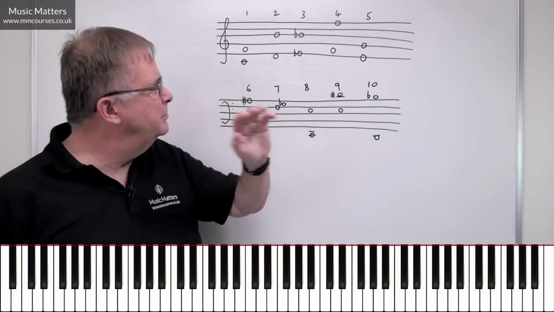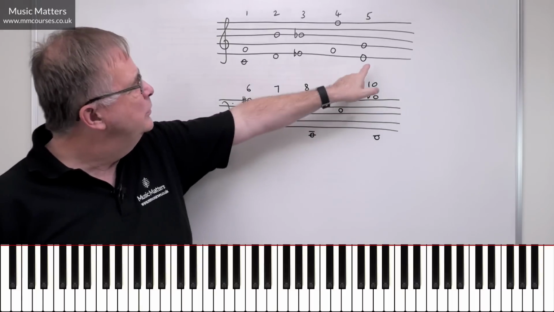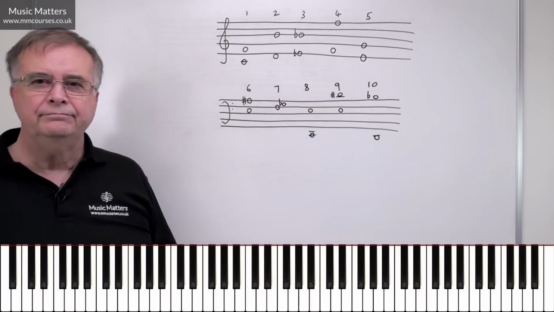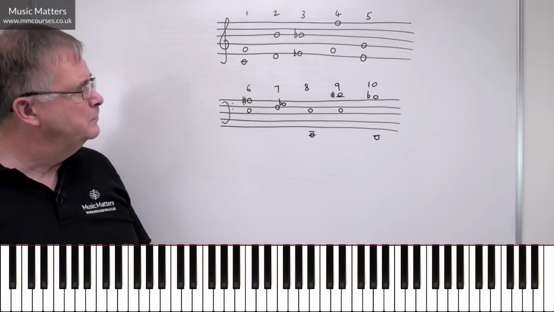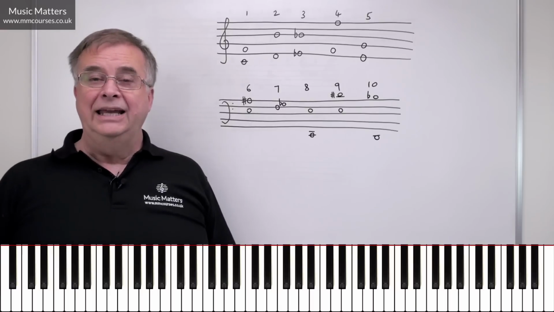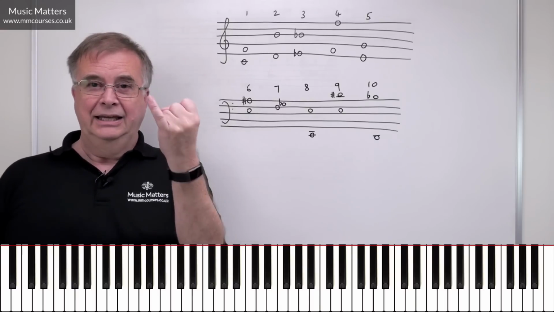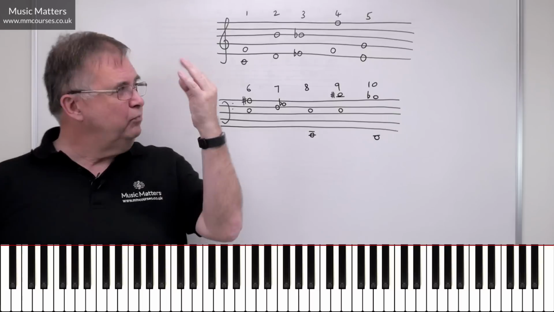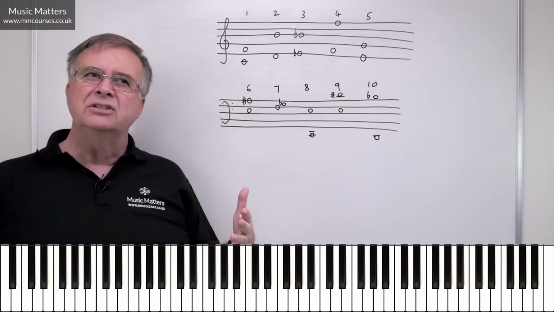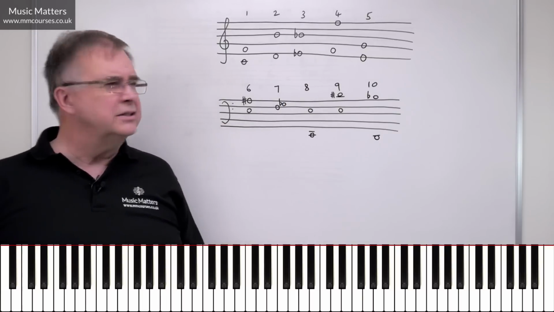Let's move straight on to number 5. What do you think is going on here? We've got E at the bottom, G at the top. Have a think. Well, E to G is a third, E, F, G. So we commit to it being a third, and then we're thinking, okay, if it's a third, it sort of starts life as major, doesn't it?